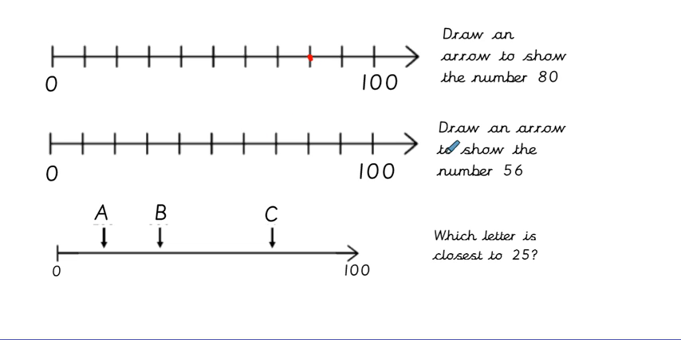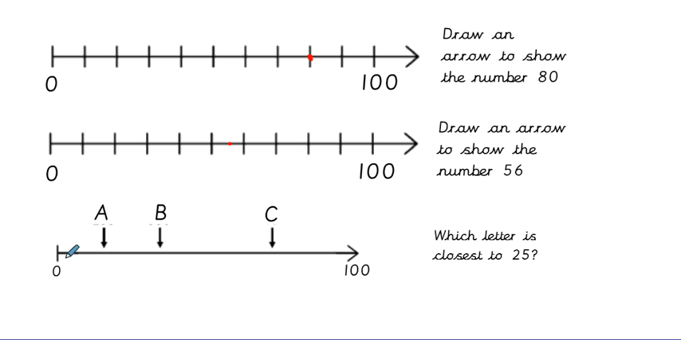Another 0 to 100 number line. It says draw an arrow to show the number 56. So I have 10, 20, 30, 40, 50, and here's 60. So it's in between 50 and 60. So 56 is going to be about there.